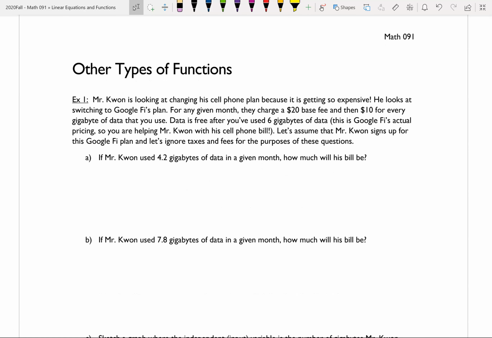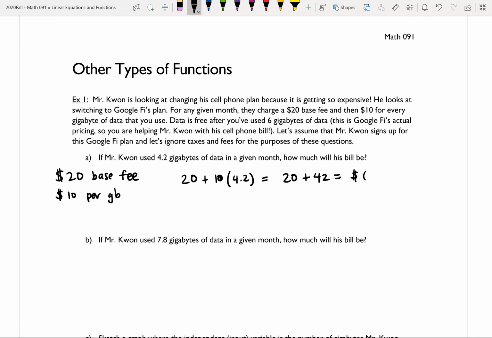to Google Fi? So we know that there is a $20 base fee, and we also know that it is $10 per gigabyte. I'm going to abbreviate GB. As long as that's before 6 gigabytes. And so we do know that it's 4.2 gigabytes, which is less than 6. So we're going to have 20 plus 10 times 4.2. And so that's going to be 20 plus 42, which is going to end up being $62.